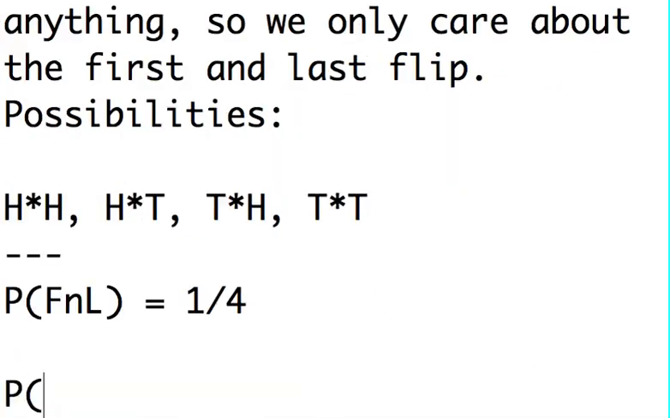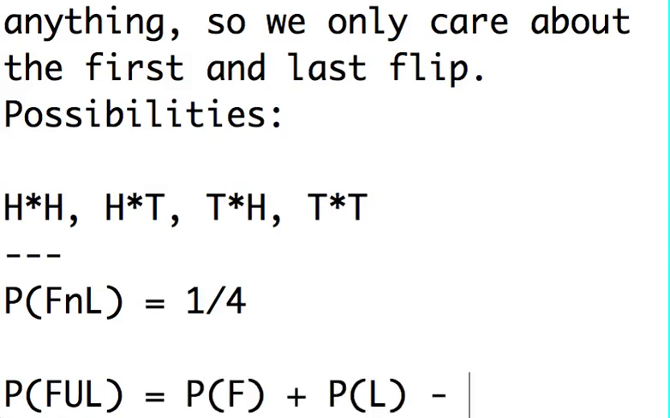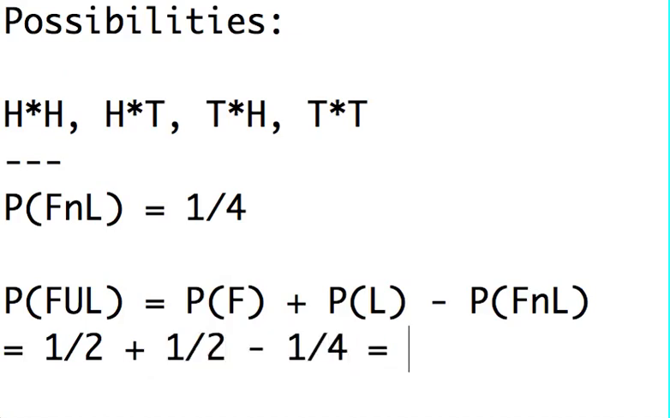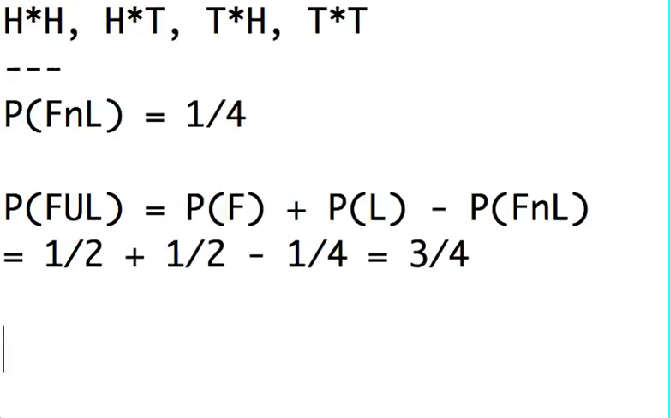So this tells us that the probability of the union is the probability of first plus the probability of the last minus the probability of the first and the last, which is equal to 1/2 plus 1/2 minus 1/4, which you can check is 3/4. It's the same answer we got before.